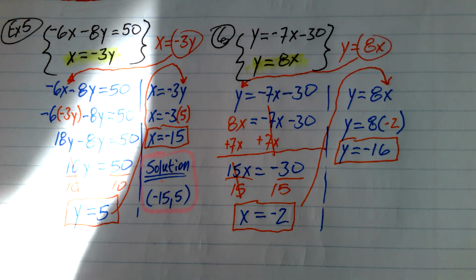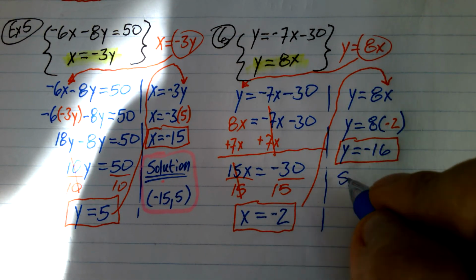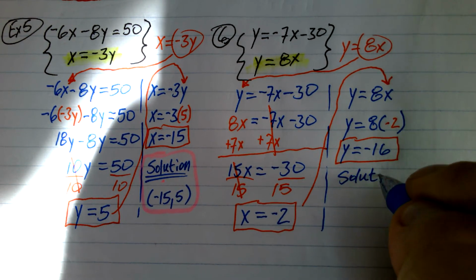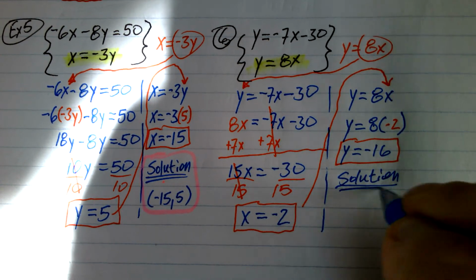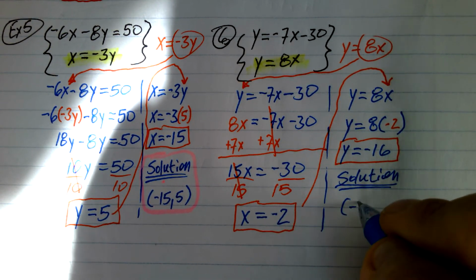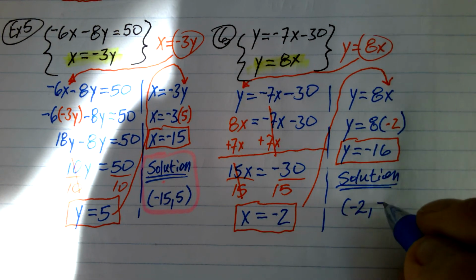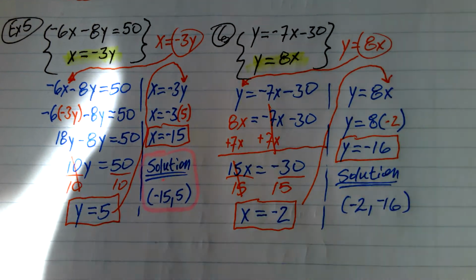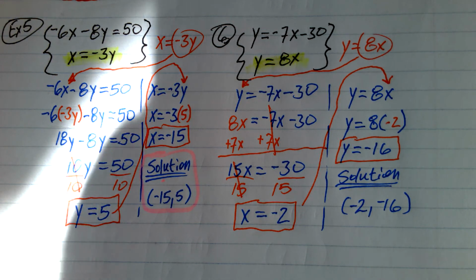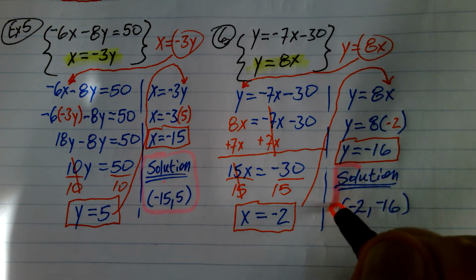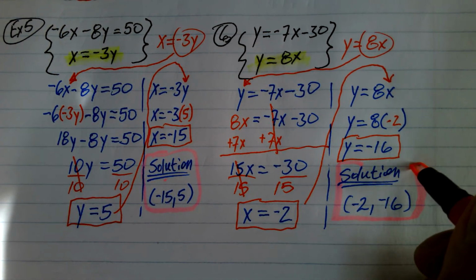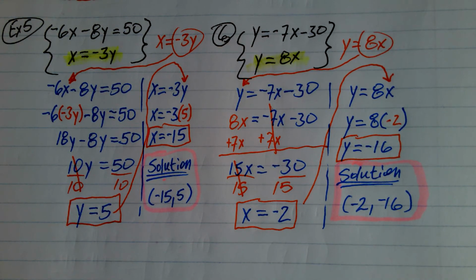And I get 8 times negative 2, which is negative 16. Okay. And is that all I want? Yes, I'm happy. That's my answer. Yay. I got my solution. Negative 2, comma, negative 16. These two lines would cross at negative 2, negative 16.